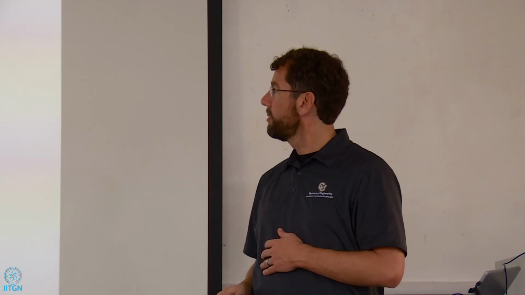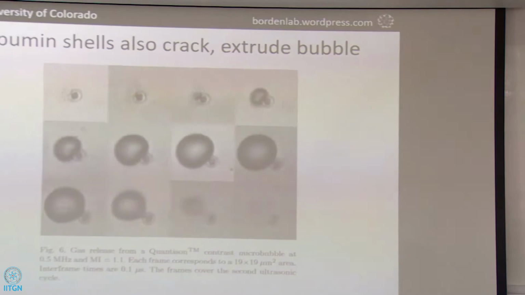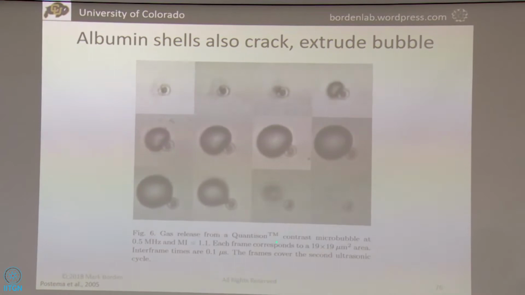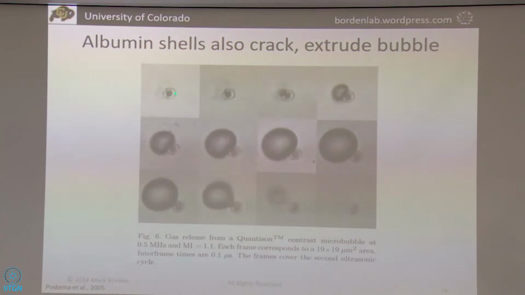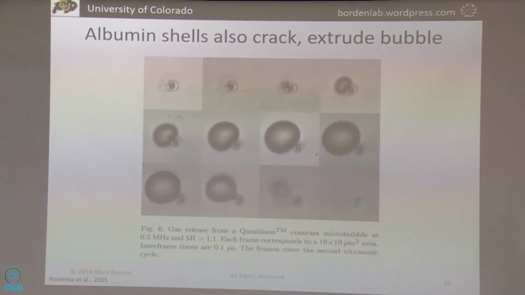This also happens for protein shells, such as albumin shells. This was work done by Chef Costello. This is a protein shell agent called Quantison. And here you see the gas core of the shell, and then the shell is extruding out of the bubble. So here's the shell left behind, and here's the gas core.